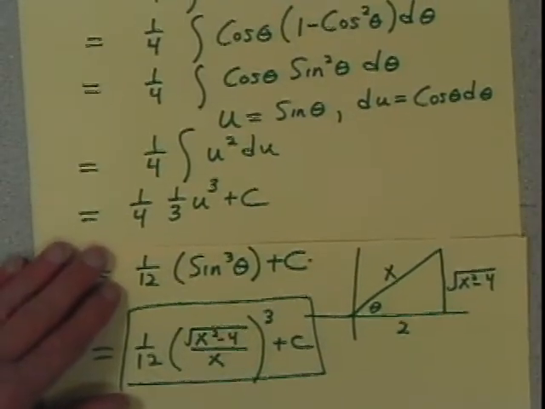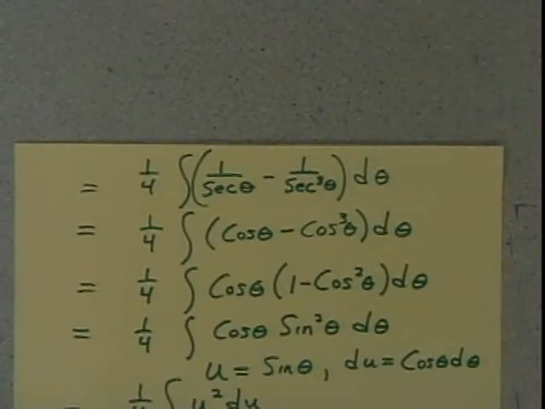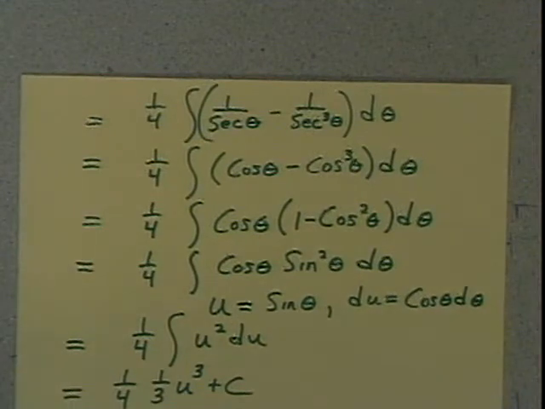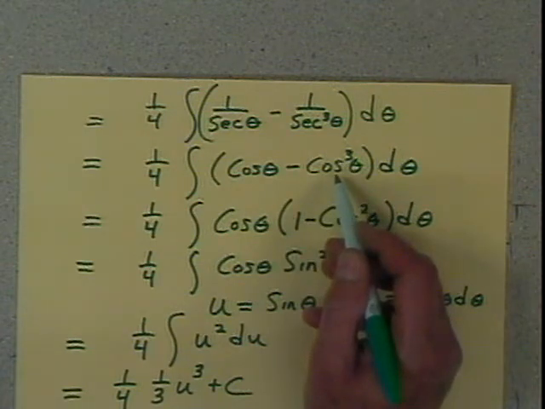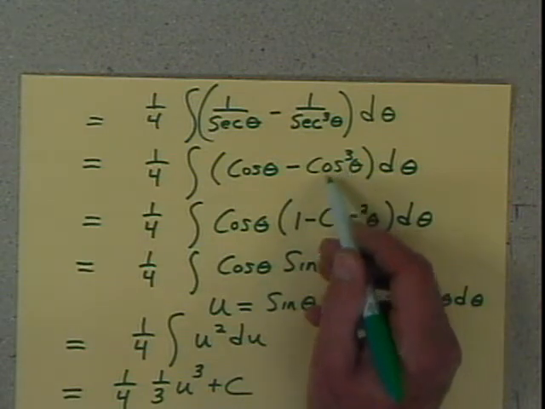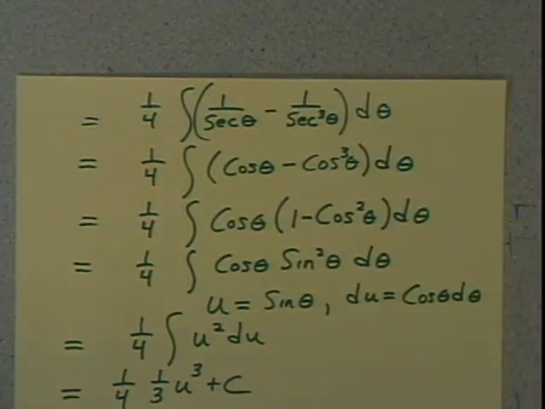Way back when we had the integral of cosine theta minus cosine cubed theta. Yep. We could have just integrated that. I can do cosine, but what about cosine cubed? Oh, right. I split it because I wasn't sure how to handle a cosine cubed.